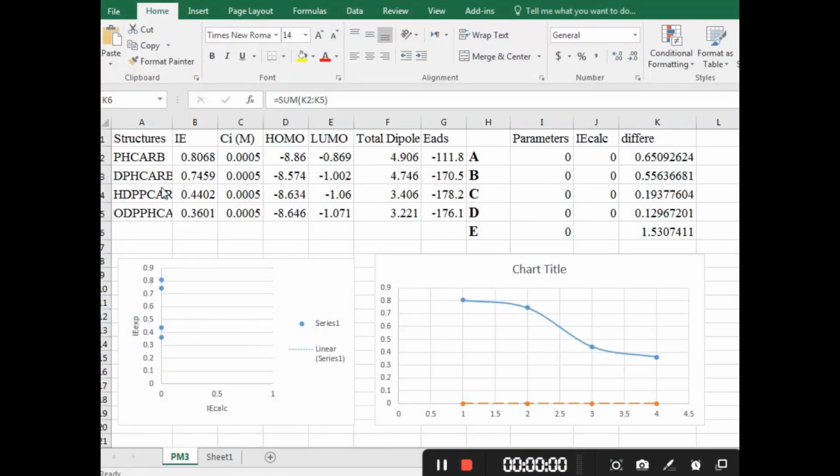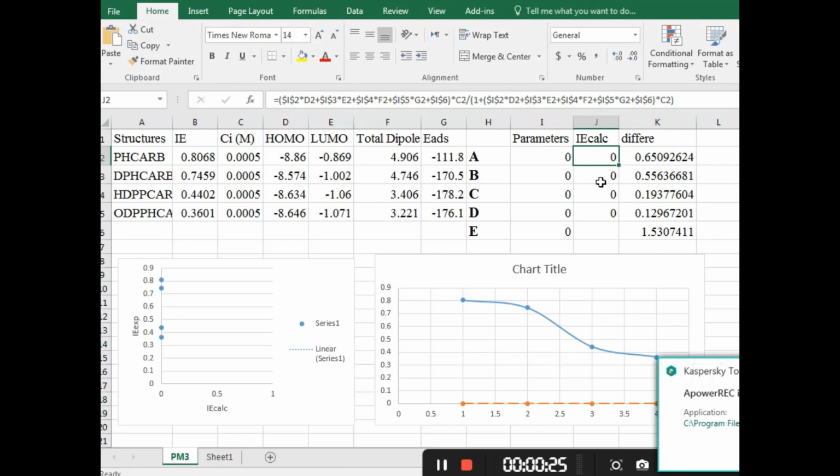As we gathered our data here, we organized it as shown in the spreadsheet. Inhibition efficiency, concentrations, HOMO, LUMO, total dipole, adsorption energy. We put the equation parameters here. And then we program our equation to look like this. After our equation, we then calculate square differences between experimental data and predicted data.